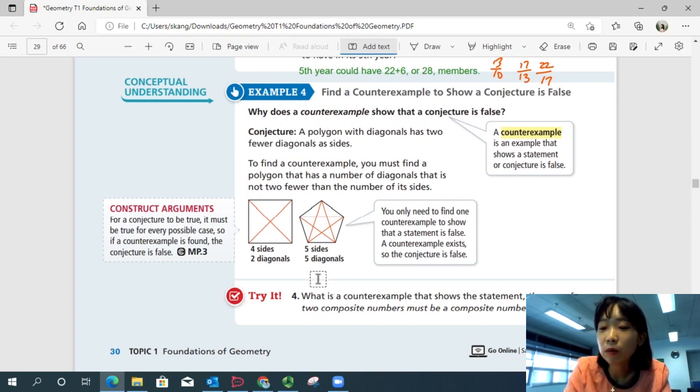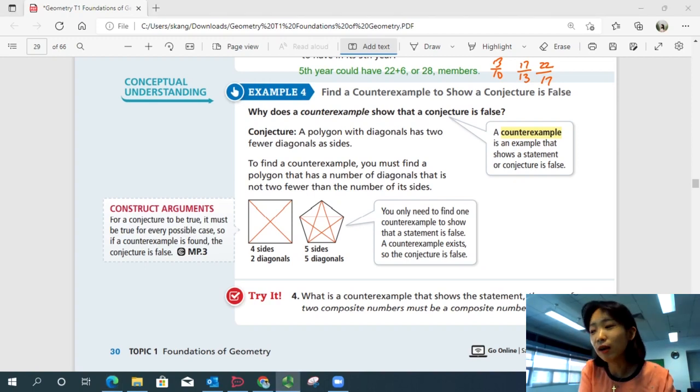What could be the counterexample that shows the statement 'the sum of 2 composite numbers must be a composite number' is false? See if you can figure out a counterexample. Come back when you're ready. Okay, are you ready?